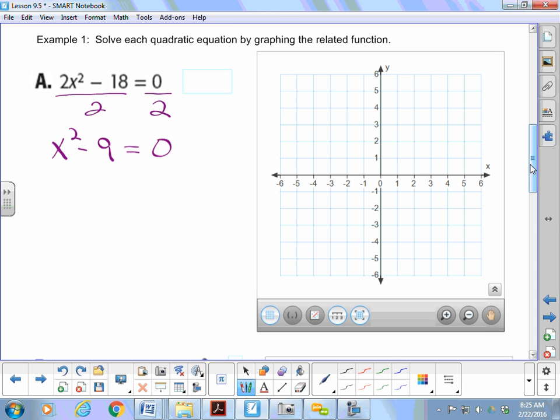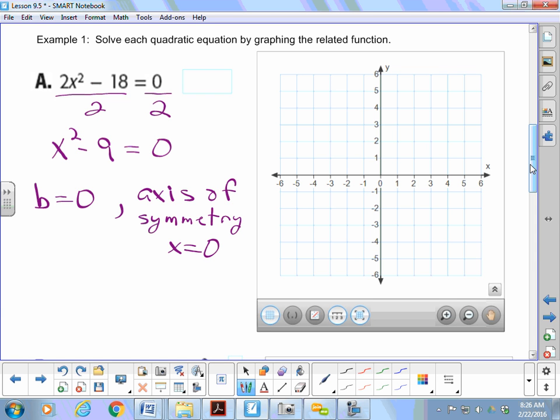So first of all, let's work on the vertex, all right? Now we talked about this the other day, didn't we? What's the value of b here? 0, okay? So if the value of b is 0, what's the axis of symmetry? Okay, so the axis of symmetry then is x equals 0, all right?